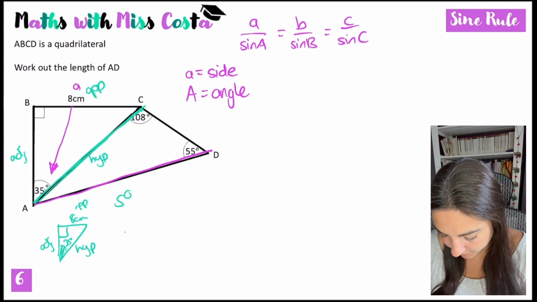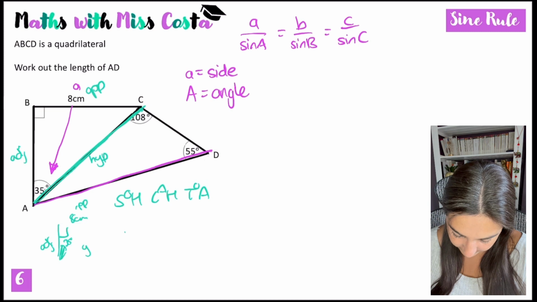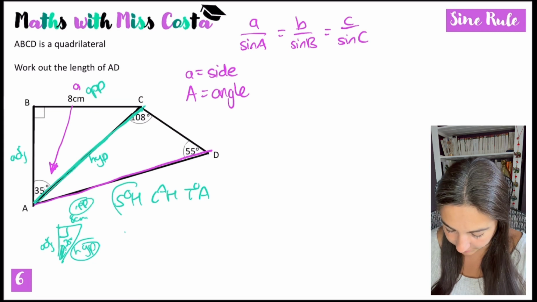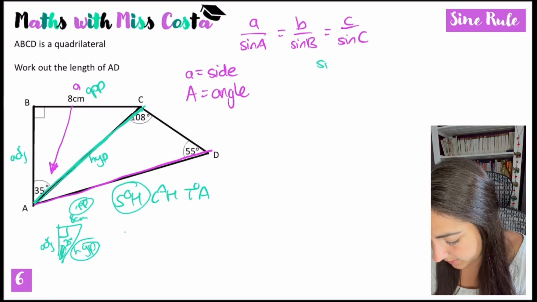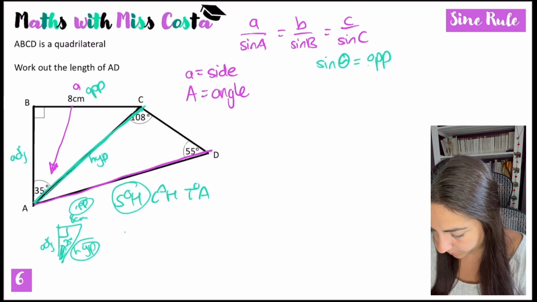Okay, so we've got SOHCAHTOA. Which one are we going to use? We want to figure out the hypotenuse. So we've got H, and we've been given the opposite. So O and H, that is sine theta is opposite over hypotenuse.